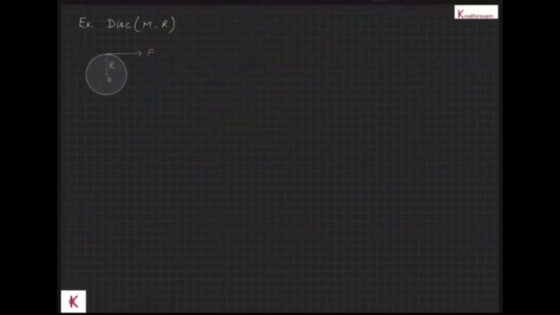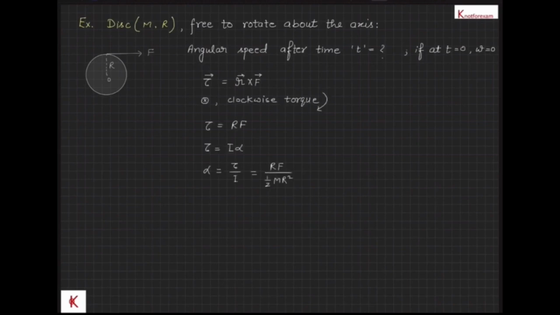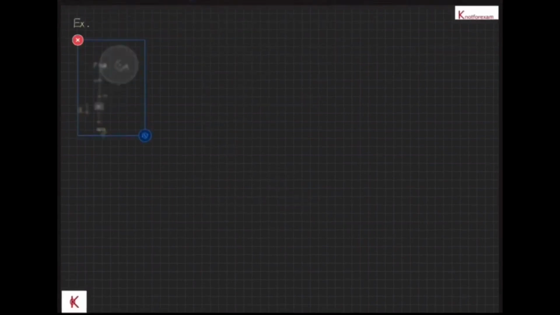There is a disc of mass m and radius r which is free to rotate about its axis. A force F is applied tangentially on the disc at t equal to 0 when the disc is at rest. Let's find the angular speed after time t. The disc will perform pure rotation, and the direction of torque is along the axis and its magnitude is RF. By the relation τ equals I α, angular acceleration is τ upon I, and angular velocity after time t will be equal to α times t.